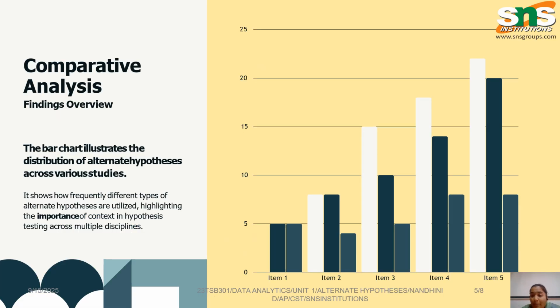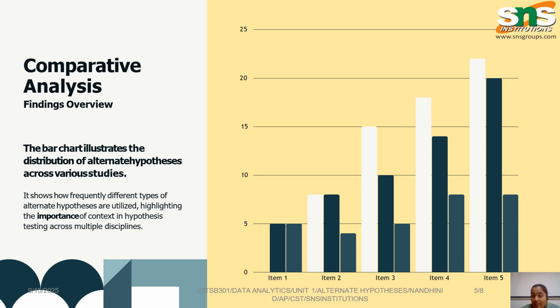Next, comparative analysis. We have many comparative analyses. Likewise, the first one we can say is a sales comparison. H1: sales after the marketing campaign are greater than sales before the campaign. This is a sales comparison.